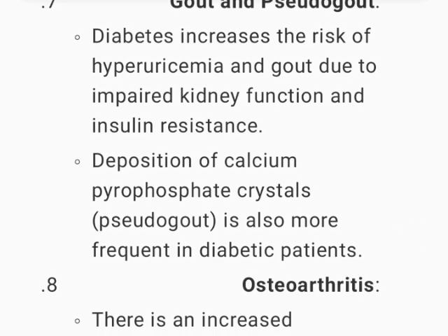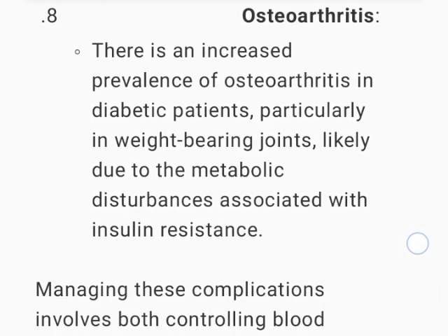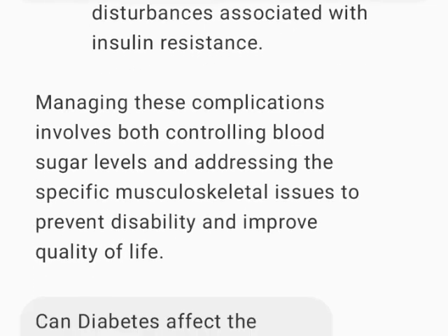7. Gout and pseudogout. Diabetes increases the risk of hyperuricemia and gout due to impaired kidney function and insulin resistance. Deposition of calcium pyrophosphate crystals, pseudogout, is also more frequent in diabetic patients. 8. Osteoarthritis. There is an increased prevalence of osteoarthritis in diabetic patients, particularly in weight-bearing joints, likely due to the metabolic disturbances associated with insulin resistance.